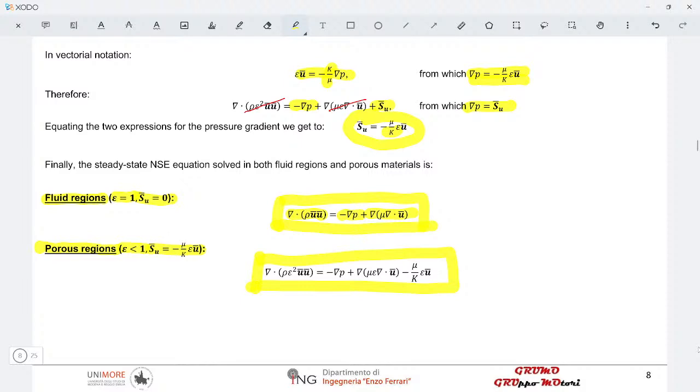And for the source term, we recalled the Darcy equation, which is very popular and used whenever you talk about the relationship between pressure drop and flow rate.